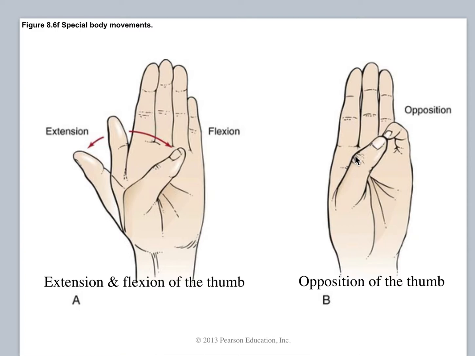Opposition of the thumb is when the thumb rotates and flexes over to touch the tip of the thumb to the tip of the little finger. This is the opposition of the thumb. This is what is meant by having opposable thumbs.